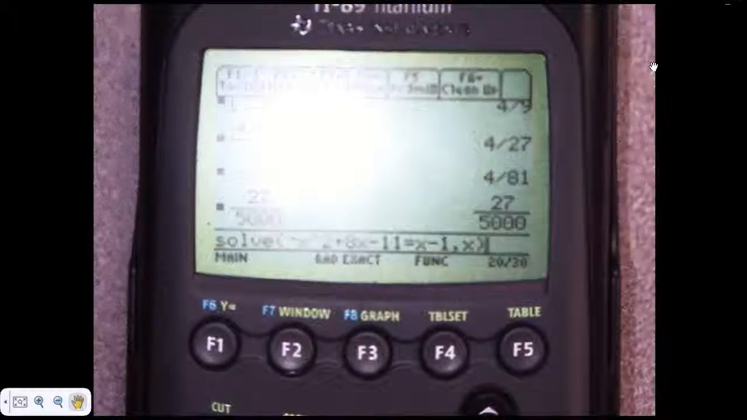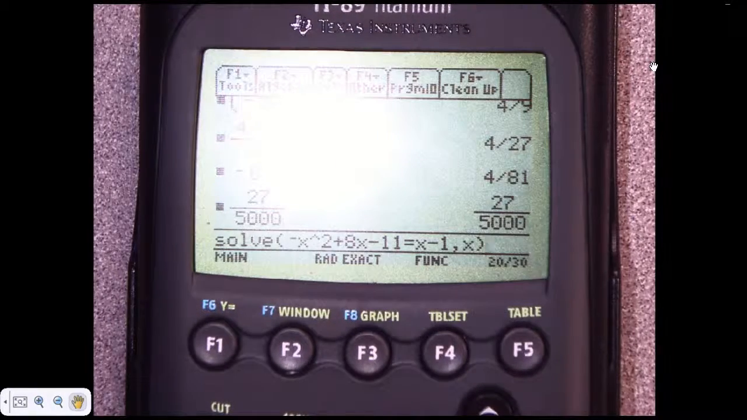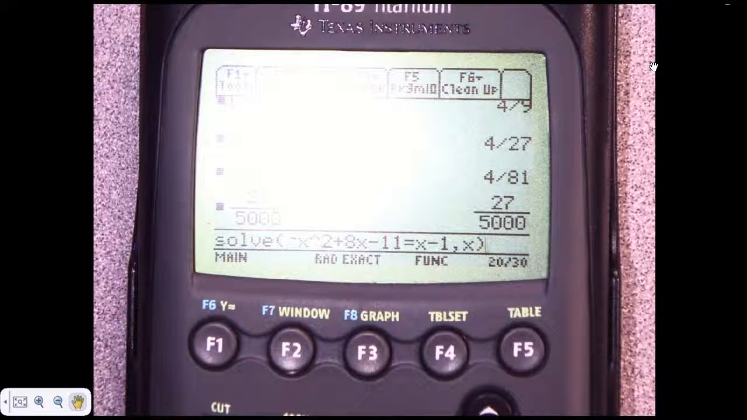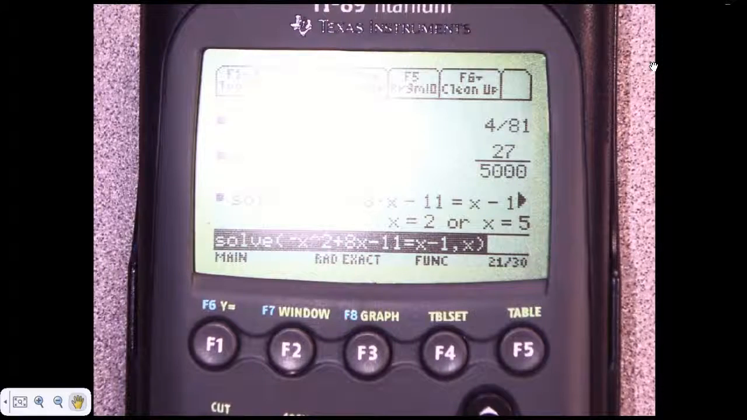Okay. So F2, solve, and then you just put one equation equals the other equation. Tell the calculator what variable you want to solve for. You say x. And we get 2 and 5. 2 and 5?